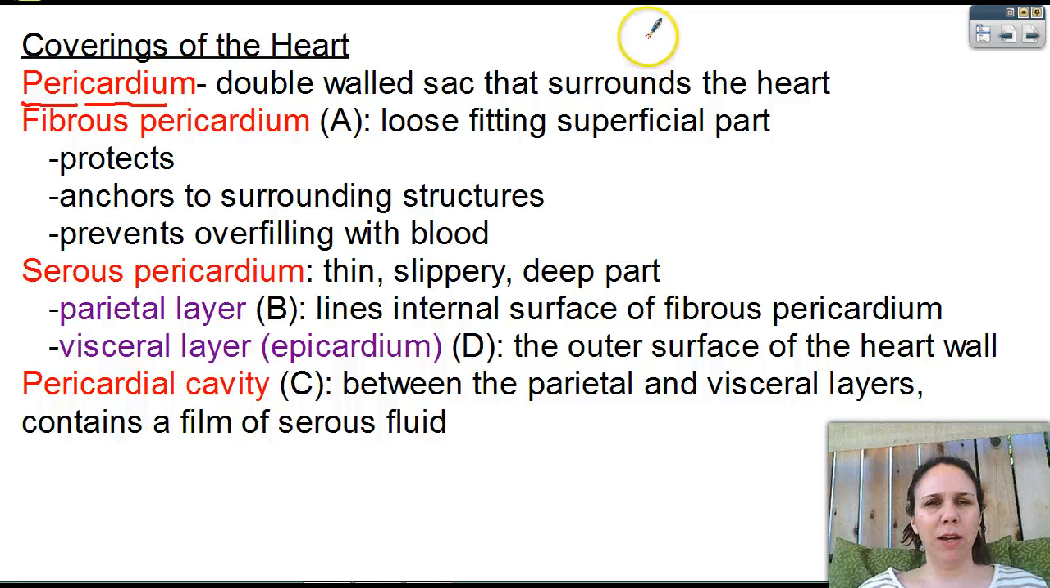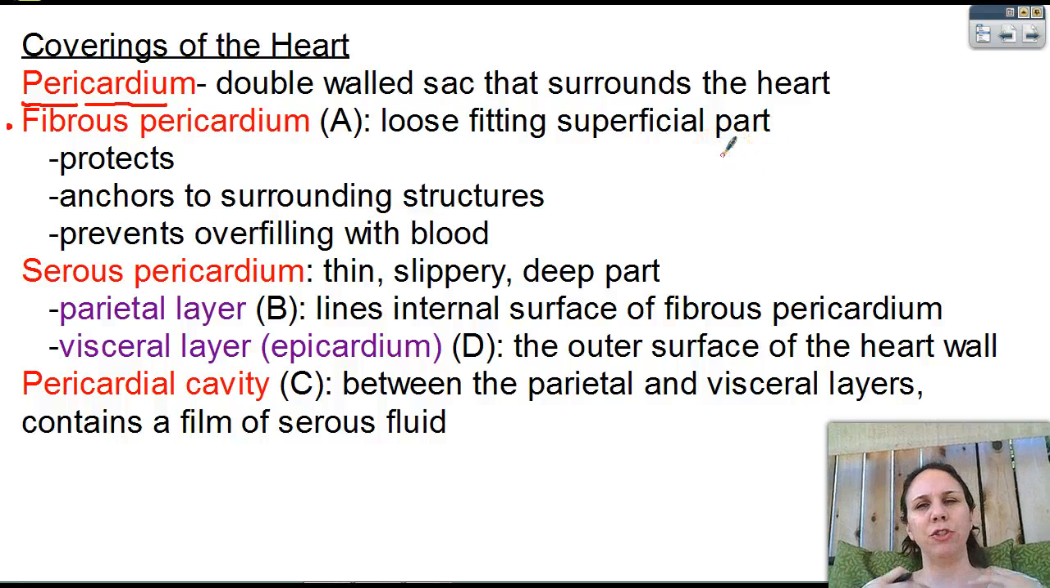And it's made up of a couple of different layers. One is called the fibrous pericardium. So it's a pericardium, but it's fibrous. It's made out of some fibrous connective tissue. It's relatively loose fitting, and it's the more superficial. So if you were to open up your chest cavity, that'd probably be the first thing you saw, the fibrous pericardium. Now I put A here because on the next page there's a picture that has A, B, C, D, and so that's what this goes with.